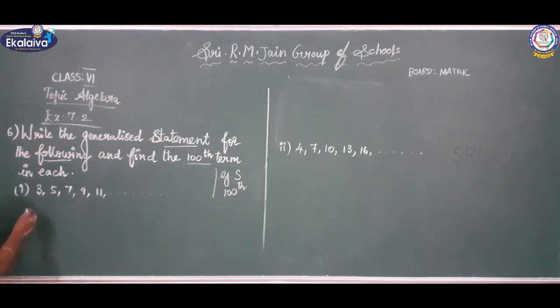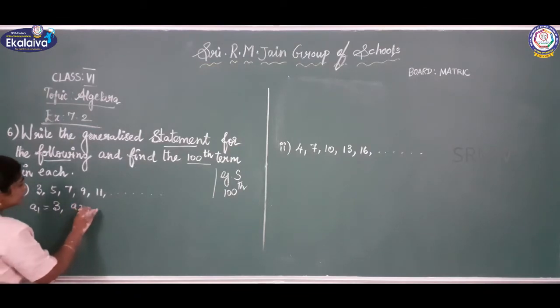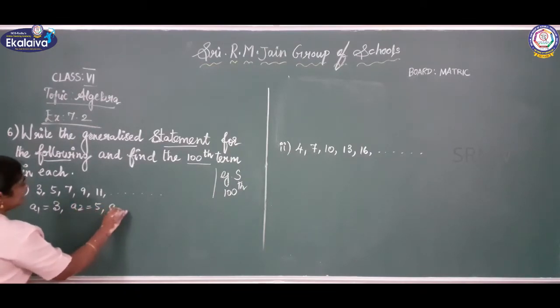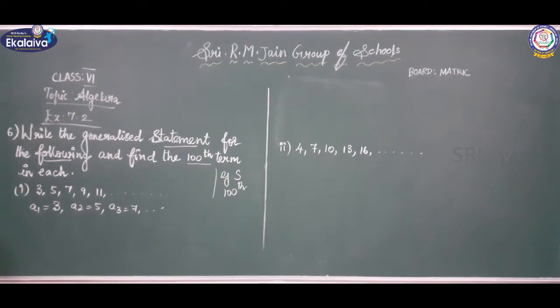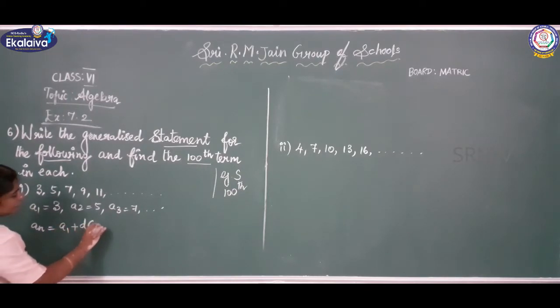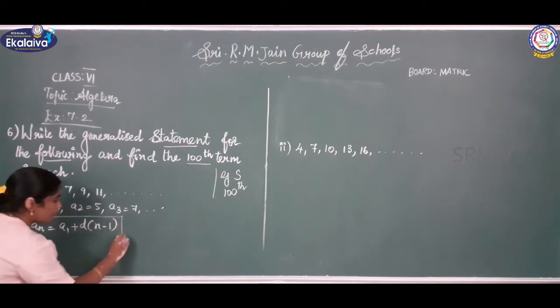Okay. The first term, what is here? A1 is what? 3. Okay. A2 is 5. A3, which is 7. It is going on like that. A4, A5, A6. See, here I am going to substitute in the formula. An is equal to A1 plus D into n minus 1. I am going to substitute in this formula.